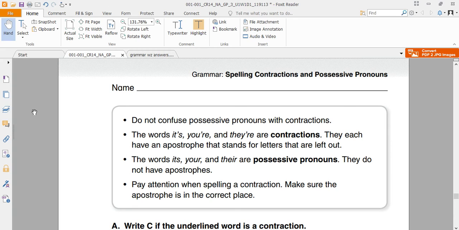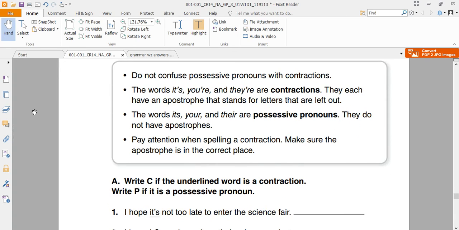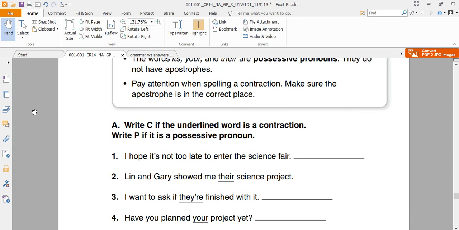So again, don't forget, when we use a contraction, we drop one letter or 2 letters or more. It depends on the word that you're going to form a contraction for. Then we use an apostrophe. Okay. So, you need to pay attention. Is it a contraction or a possessive pronoun? You remember the possessive pronouns before? Okay, we'll practice here to know more.